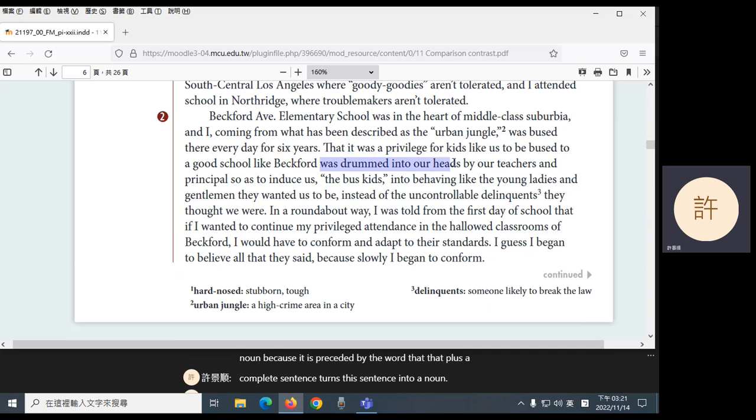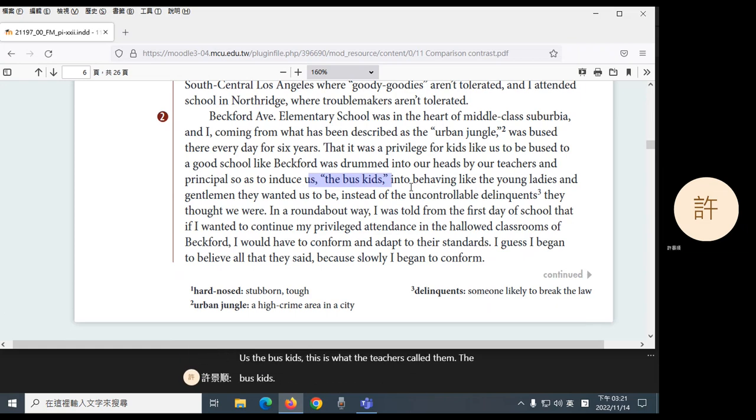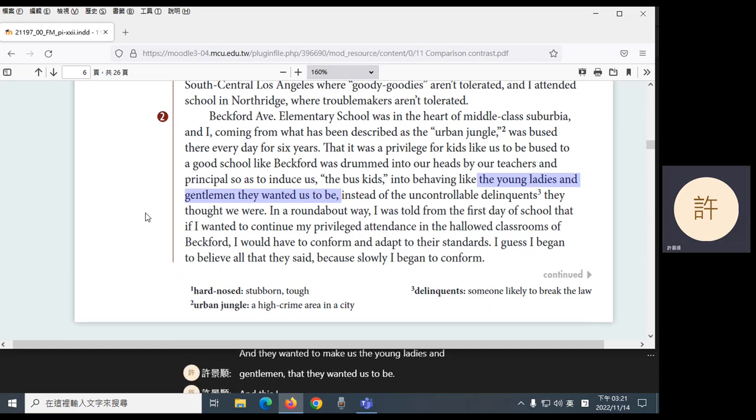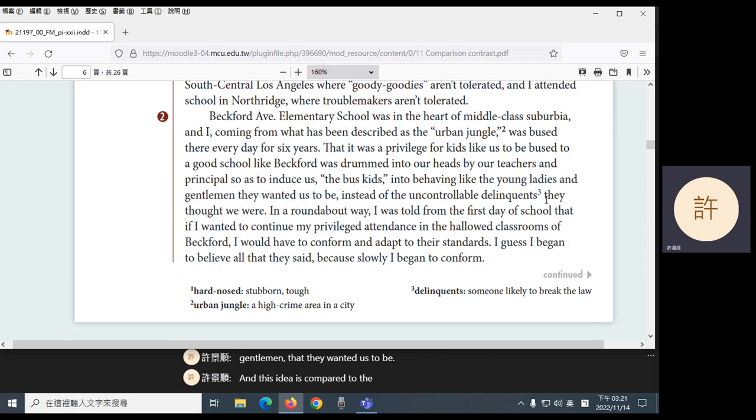The verb was drummed into our heads. Repeated and repeated until we remembered, by our teachers and principal. Why did they do this? Because they wanted to take us, the bus kids. This is what the teachers called them, the bus kids. And they wanted to make us the young ladies and gentlemen that they wanted us to be. And this idea is compared to the idea of what they thought we actually were, which is uncontrollable delinquents, right? And the comparison is instead of.